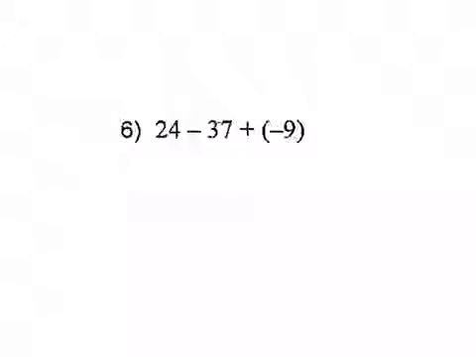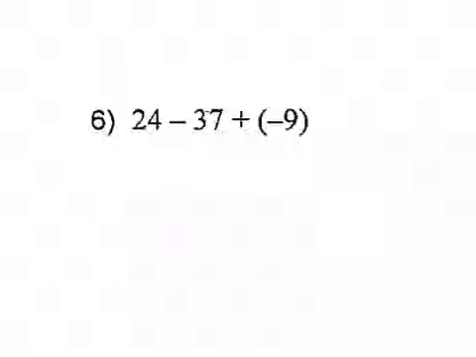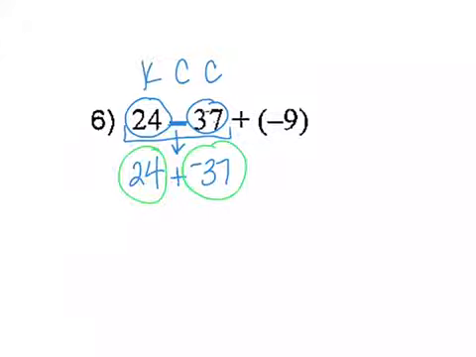Okay, last one. 24 minus 37 plus negative 9. So I'm just going to look at this part first. I've got a 24, I've got this minus sign, and I've got 37. So I'm going to keep, change. Keep 24, change that to a plus sign, change that positive 37 to a negative 37. And now I can compare, so I can see what I need to do.